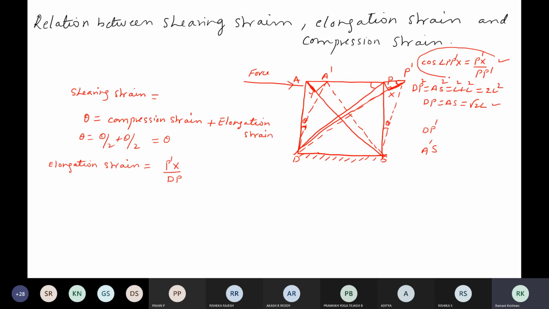So when this topic comes now, on the rough side, you write with pencil all these things and keep them so that you'll get it. We know that cos 45 is 1 by root 2. So 1 by root 2 is equal to p dash x by pp dash. So I can write pp dash by root 2 is equal to p dash x. So we are doing the reverse work. So what is p dash x? It is pp dash by root 2, into dp. I have derived here also what dp is. dp is again root 2 l. So it is equal to pp dash by 2l.